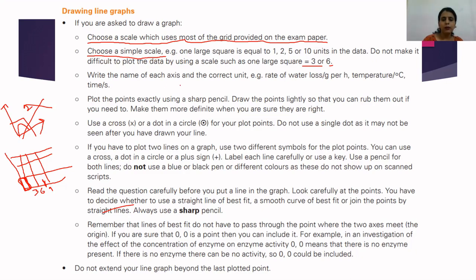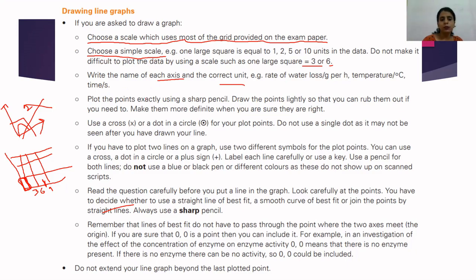Next is write the name of each axis and the correct unit. Example, rate of water loss per gram per hour and temperature in degrees Celsius. This I've already explained in the previous slide, that orientation of axis, then labeling of axis with unit is very important. This carries 1 mark.